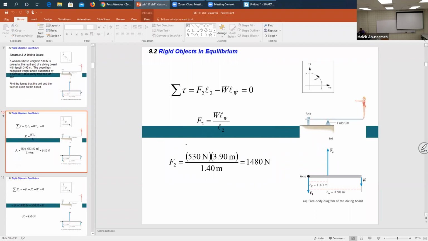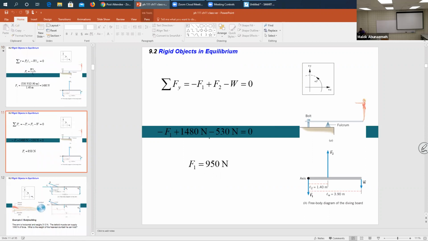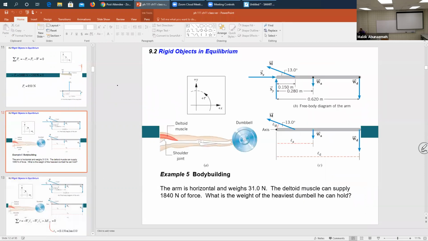Yeah, and it's correct. We got 1480, which is divided by that, subtract that 530, so you get 950 newtons for F1. So F1 is 1480, F2 is 950. Let's do another example, shall we?